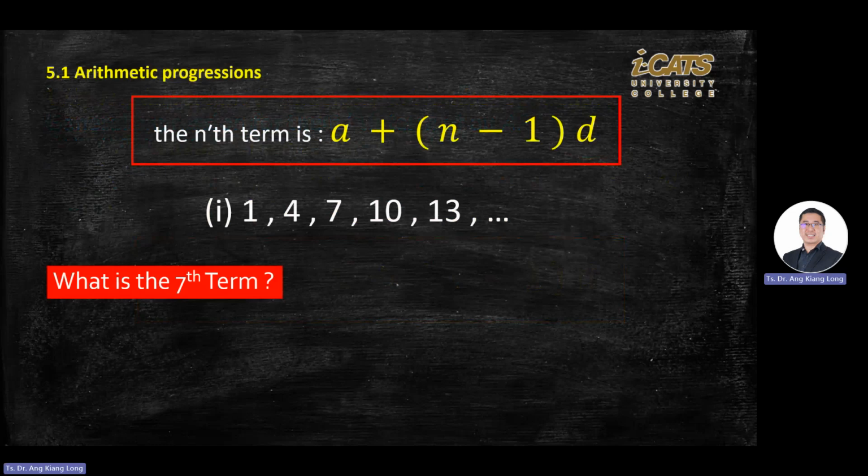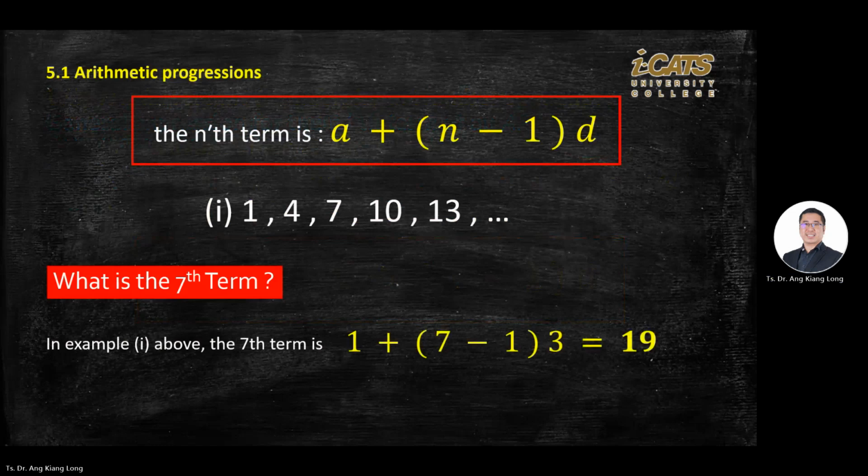In this case, if the question asks you to find the 7th term, here you only have 1, 2, 3, 4, 5 terms. You need to find the 7th term. So how do you apply this equation, a plus bracket n minus 1 d? You need to tell the examiner what is a, what is d, and what is n. You need to write a equals 1. How do you find d? d is 4 minus 1, or 7 minus 4, you get 3. n is the term the question asks for. The question asks for 7, so you put 7 here.